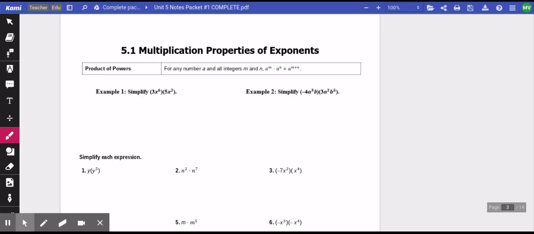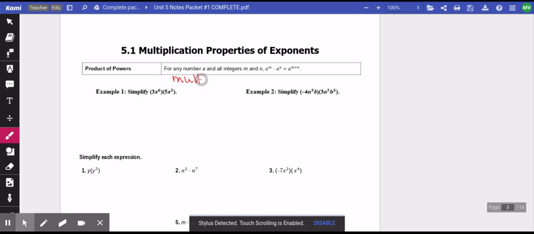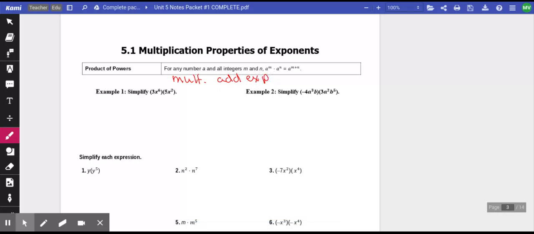So, in the multiplication properties of exponents, product of powers. For any number a and all integers m and n, a to the m times a to the n equals a to the m plus n. Now, remember that we call a the base and m and n are the exponents. So when you multiply, you add exponents, only if it's the same base. If different bases, you can't do that.